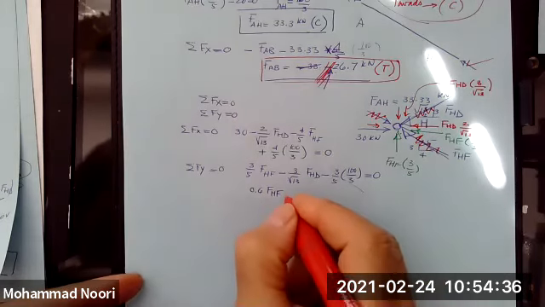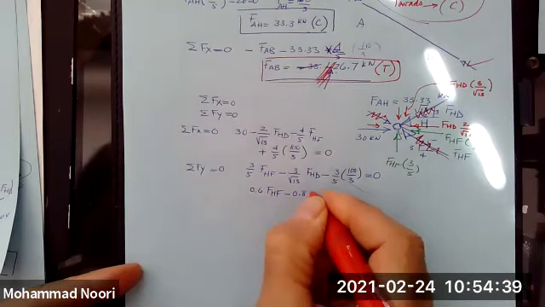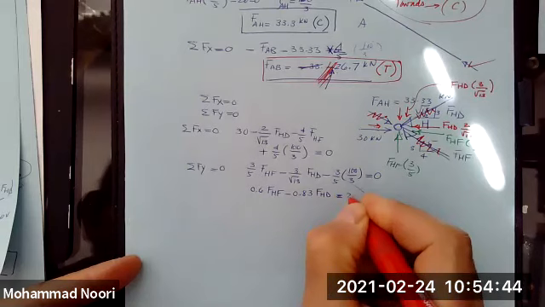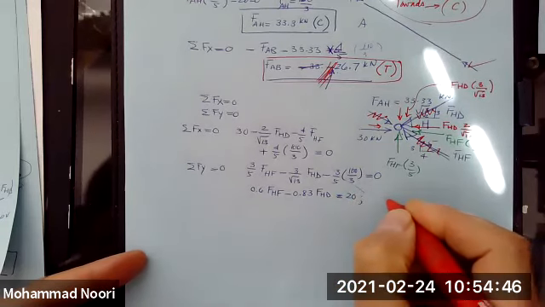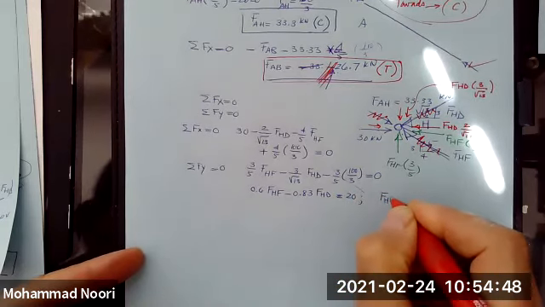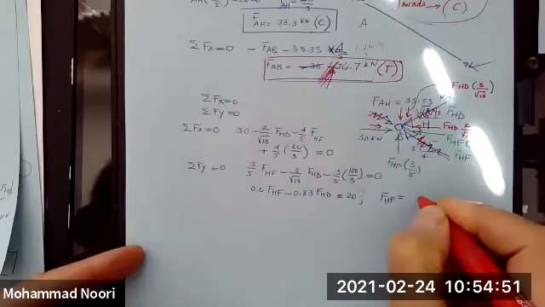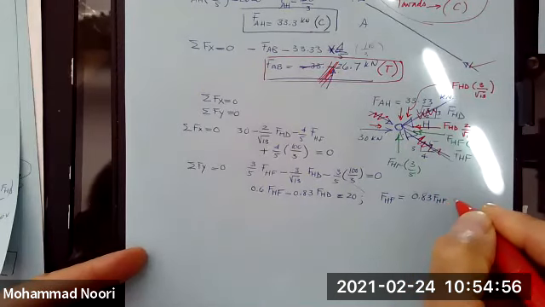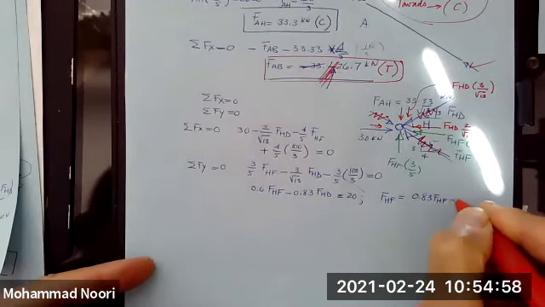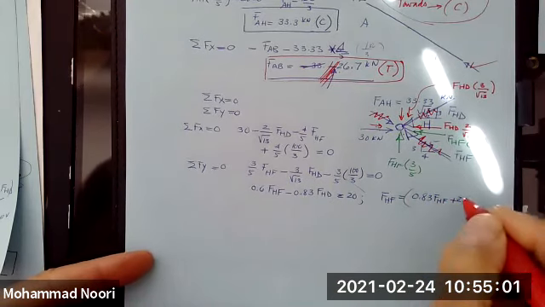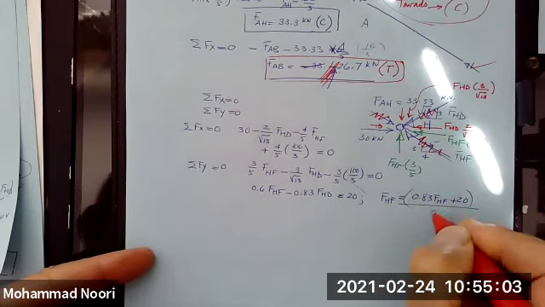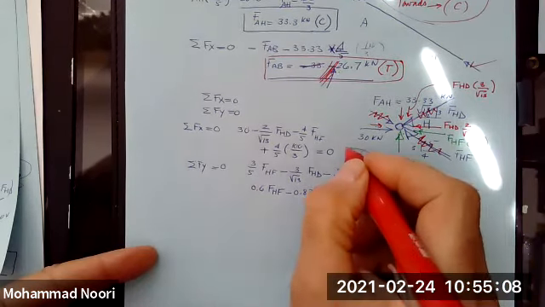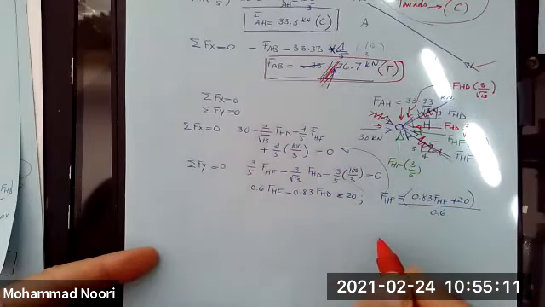That's minus 0.83 f of hd is equal to 20. So what I will do, I will write f of hf is equal to 0.83 FHF, plus 20 divided by 0.6, and substitute this now in that equation to find f of ht.